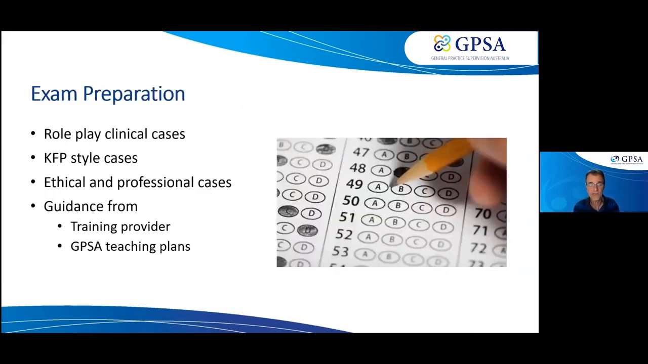Oh, and last of all, exam preparation. This would deserve a webinar on its own. We could spend an hour and a half talking about this. Essentially, you would have a role in either helping with some role play cases or going through some actual written questions. GPSA teaching plans, which I mentioned before, all contain at least one exam-type question, which you could go through with your registrar. And certainly your training provider and the colleges provide a lot of guidance on how to help your registrar with exam preparation. But in that stage of training, when we're ready for it, that can be a useful activity.